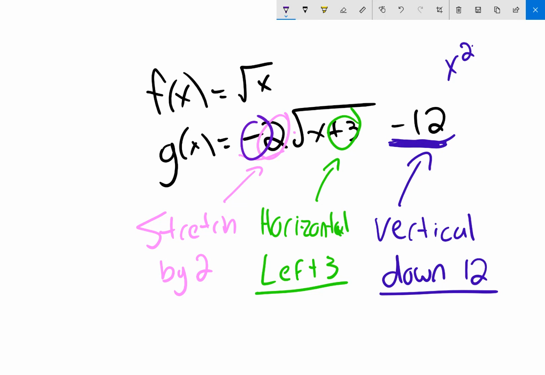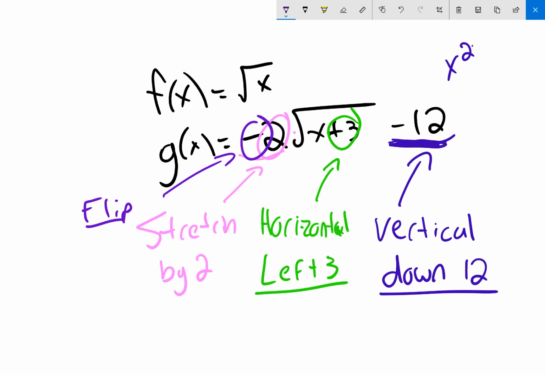There we go. The negative wasn't there before. The negative flips the function over. So there's all these shifts occurring. I flipped it with the negative. I stretched it with the 2. I moved it left 3 with the plus 3 inside the radical, and I moved it down 12 with the minus 12 outside the radical.